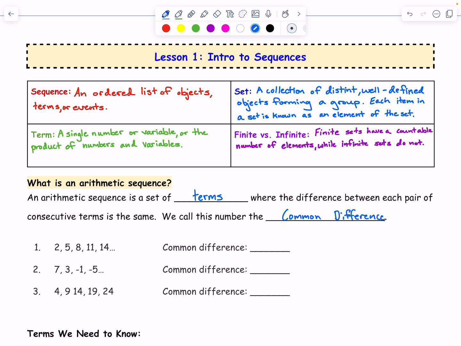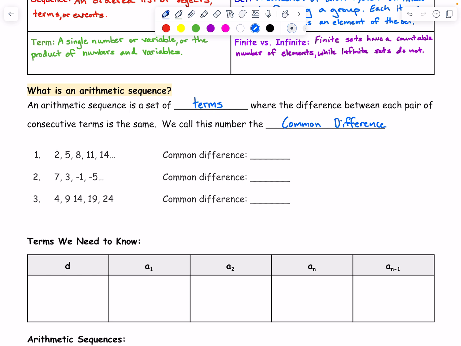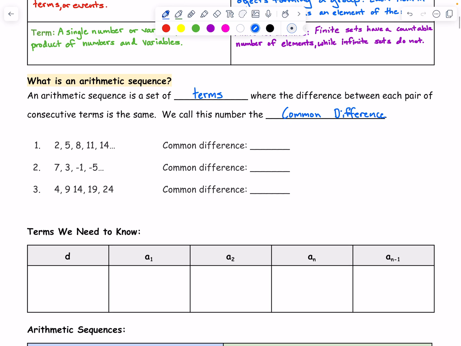So let's just look at a few examples and pick out the common difference. If we see the sequence 2, 5, 8, 11, 14, and we want to figure out the common difference, you want to see how do I get from 2 to 5? From 2 to 5, I could add 3. And then from 5 to 8, I could also add 3. And then 8 to 11 is the same, I can add 3. And then to go from 11 to 14, I can also add 3. So it looks like our common difference would be to add 3.